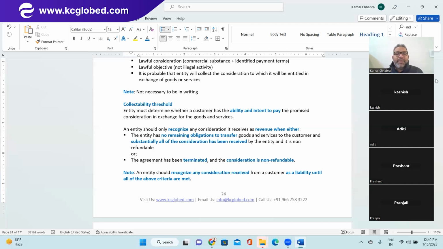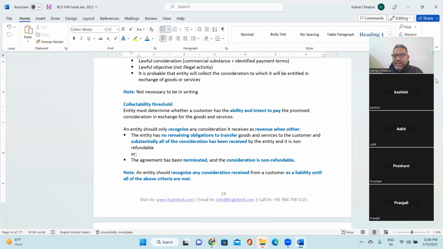Look at the second line. The agreement has been terminated and the consideration is non-refundable. For example, if you have purchased a non-refundable ticket and you are canceling it, you will not get any refund because it's a non-refundable ticket, right? So the entire money you can recognize as revenue, whether the passenger has traveled or not. It does not make any difference to the travel agency as well as to the airline. Make sense? Now it makes sense. The second point, the agreement has been terminated and the consideration is non-refundable.